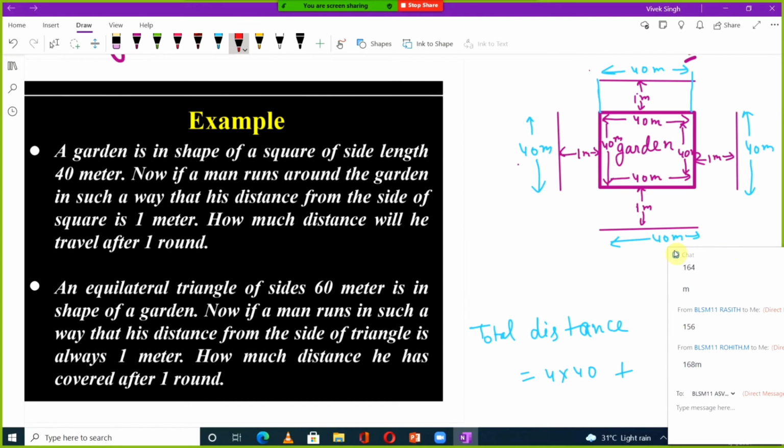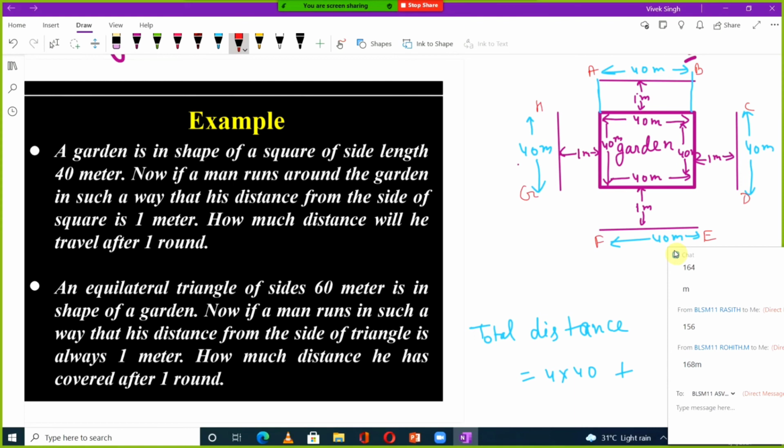Let's say this point is A, B. From A to B, he will move in a straight line. This point is C, D, this is E, and this is F, G, H. So B to C, how will he move? Can you tell me? Will he move in a straight line or some other way? He should move such that his distance from the side of the square is always 1 meter.